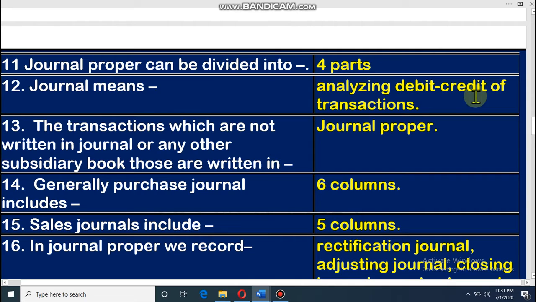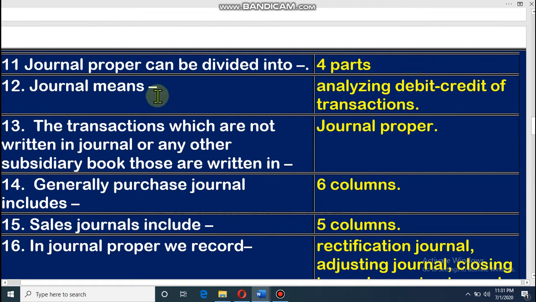Dear student, you know that under double entry system, in every transaction there are two parties. One party will receive the benefit and the other party will give the benefit. So receiver of the benefit will be debited and giver of the benefit will be credited. This is called journal. That means from each transaction we have to find out the parties, and one party will be debit and another party will be credit.